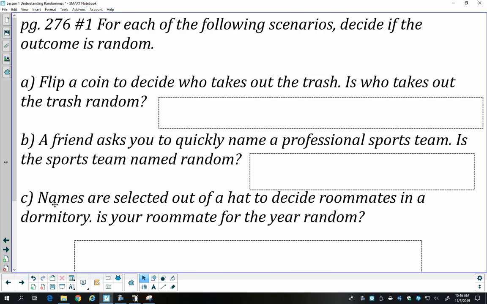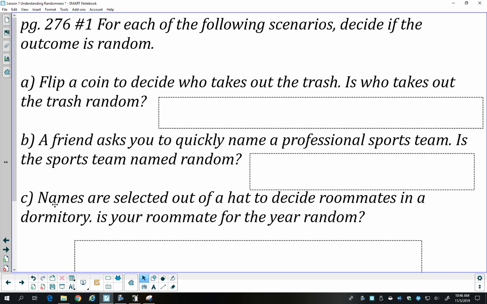So I pulled some examples from the book. So if you want to look into the book, you can. If not, you have the reference there for which question I did grab. So let's talk about these scenarios and see if they're random. So if they're random, we'll know what the possible outcomes are, but we won't be able to predict what's going to happen in that situation.